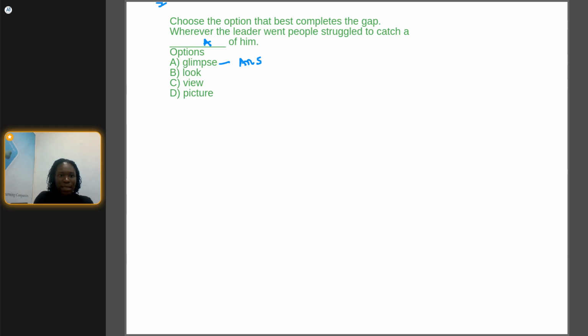For the 2018 past question, just go over that section where you find filling in the gap. It's usually after nearest in meaning and opposite in meaning, or sometimes before it. You can use the A1 Tutor app for this question to see which ones you can attend to. So, wherever the leader went, people struggled to catch a glimpse of him.